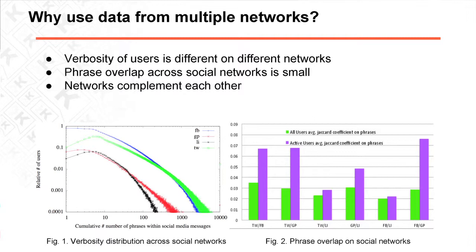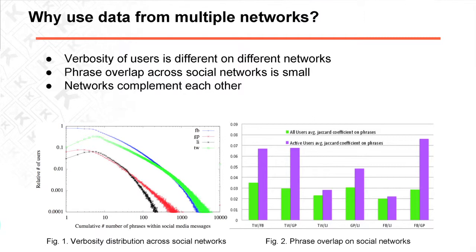So one can also ask, why do we even care about multiple social networks? Maybe Twitter has the biggest coverage and is the most dominant network, so maybe use only Twitter. Well, it turns out that if you use more data, and I mean it's intuitive, you build a better system.